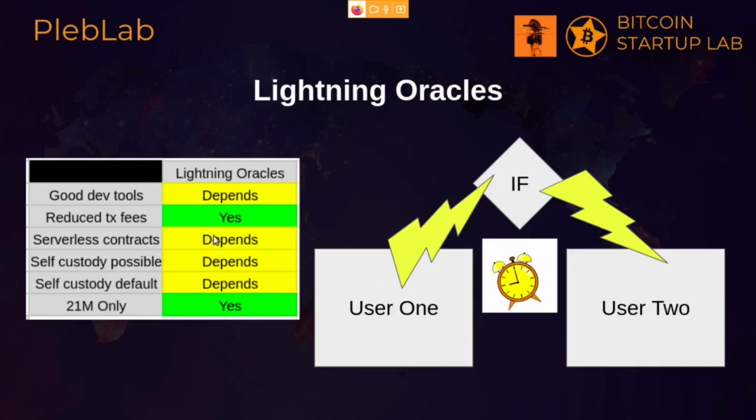Is it serverless? Well, same as before. Alice and Bob don't have to have a server running, and they don't have to be online. They could just use regular Lightning wallets to do this, but the Oracle does. So yeah, there is a server involved somewhere.